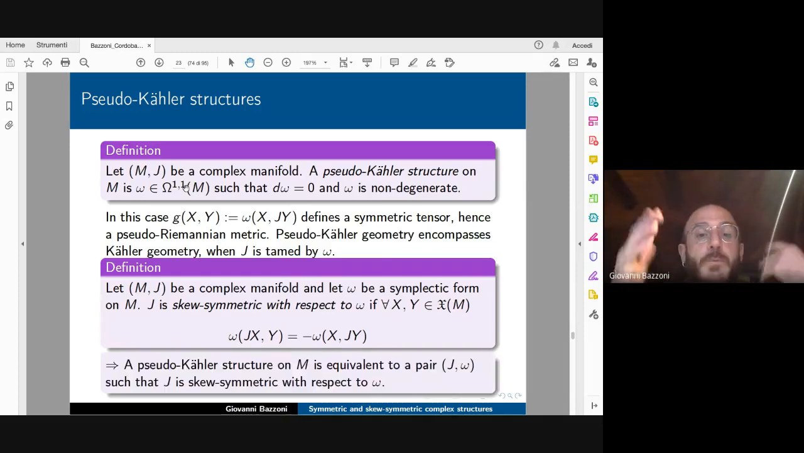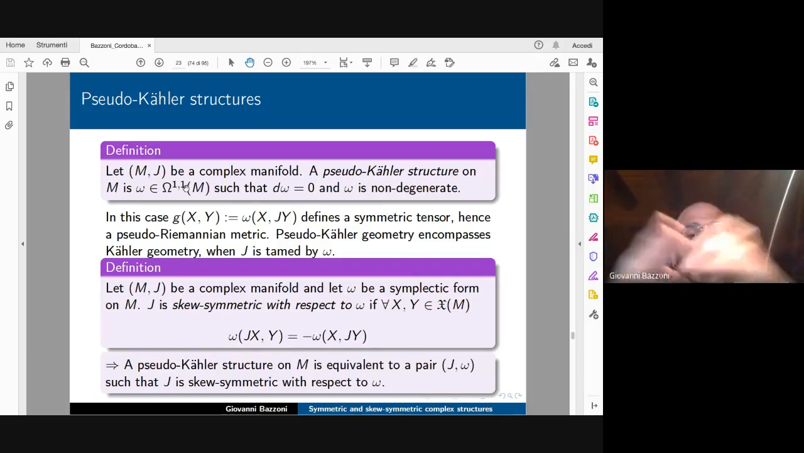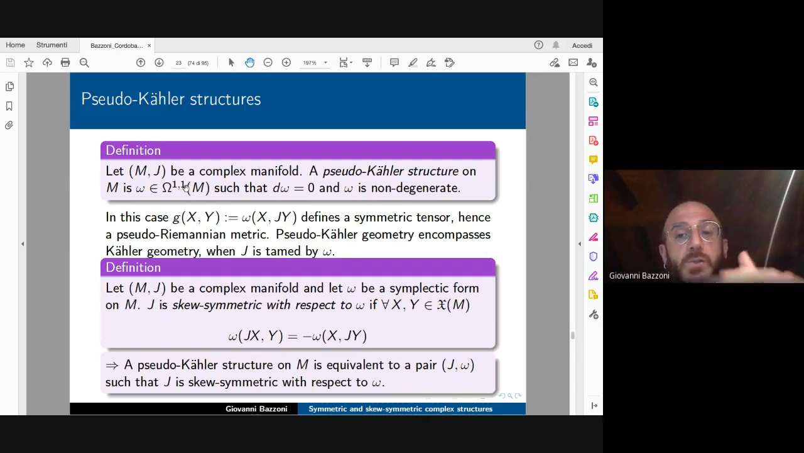Okay, so by spelling out what it means to be in big omega 1,1, you see that actually a pseudo-Kähler structure on M is equivalent to a pair (J, omega), where J is a complex structure and omega is a symplectic structure, and J is skew-symmetric.